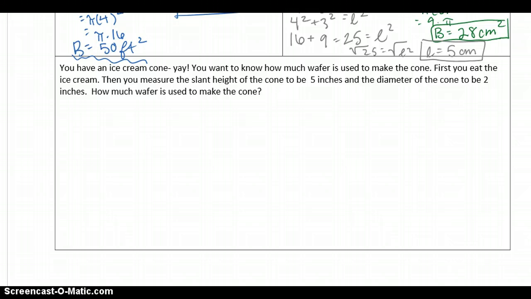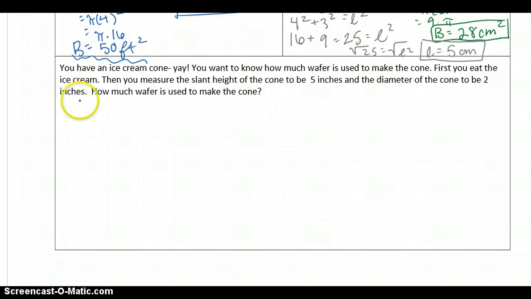How much wafer is used to make the cone? So what are you trying to find? Think about a cone. We're trying to find surface area. Surface area, though, includes all of the cone, right? Is our ice cream cone a closed off shape? Do we want the entire cone? No, we want to find the lateral area of a cone.